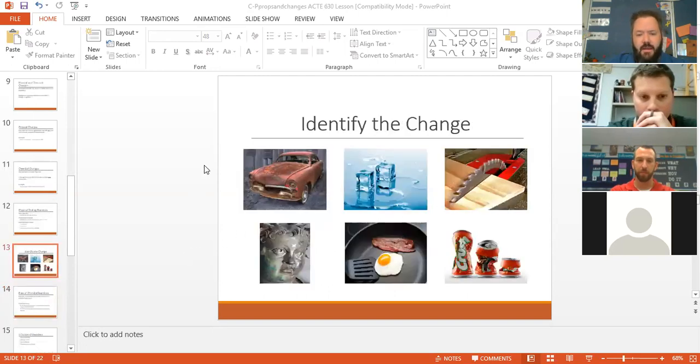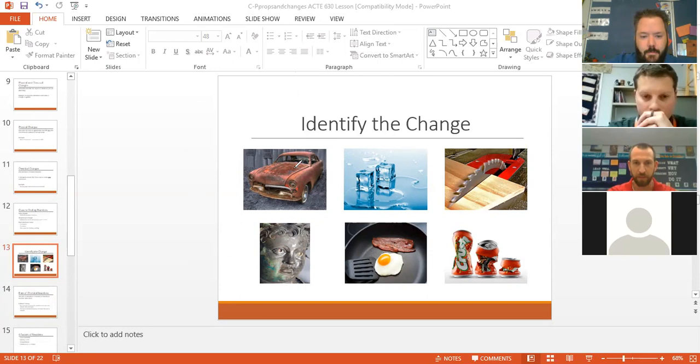For the next thing, I'd like a little participation. I have some changes here, and we'll start from the bottom and go up this time. What I'd like you to do is identify the different pictures as a physical or a chemical change. Mr. Bittenbender, if I could start with you, I have a rusting car. Do you think that's physical or chemical?